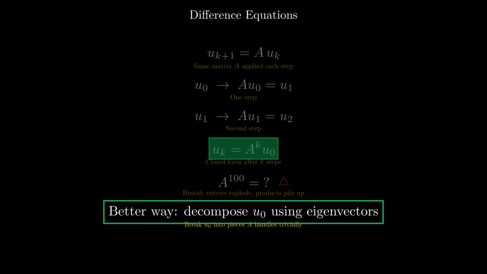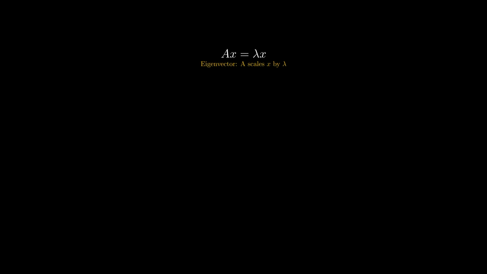The trick is to break u_0 into pieces that A handles trivially. Those special pieces are called eigenvectors. Recall that an eigenvector x satisfies A x = lambda x. In other words, multiplying by A just scales the eigenvector by the number lambda, right? And that's the key property we'll exploit.